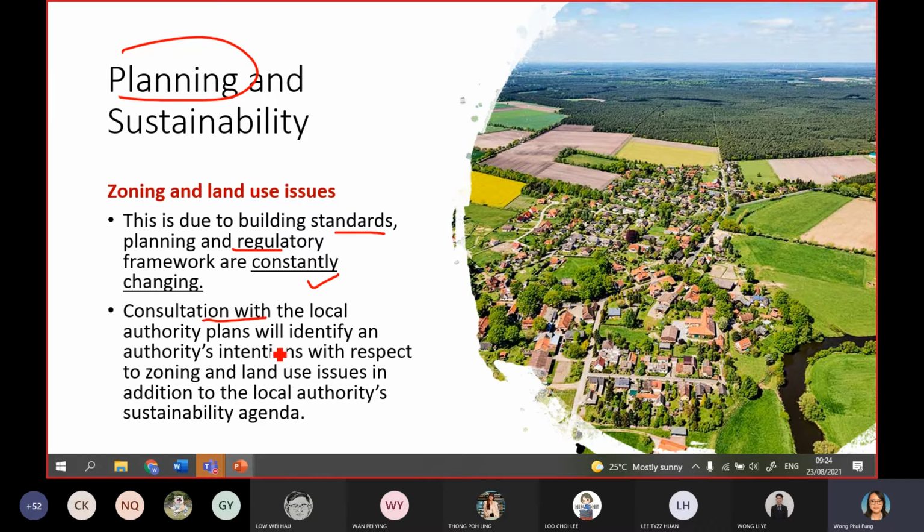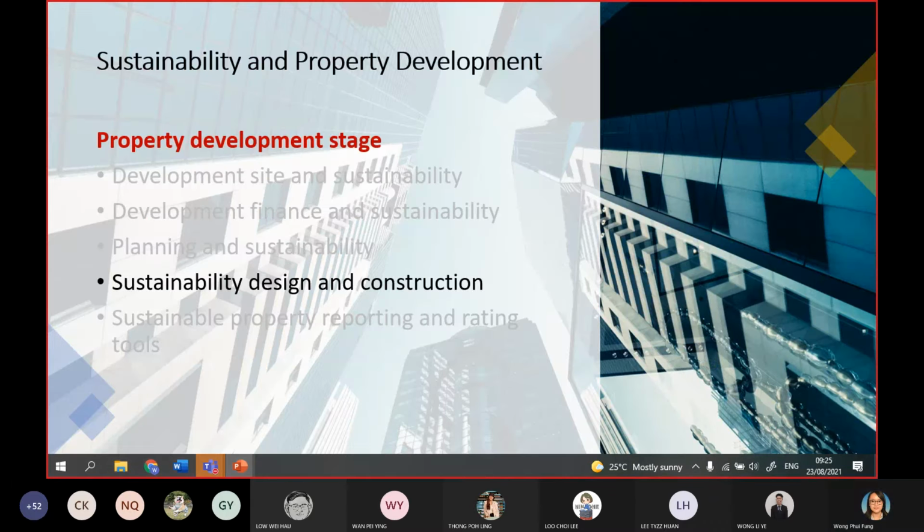They have to follow the local authority plan. So consultation with the local authority plan will identify the authority's intention with respect to zoning and land use issue, in addition to the local authority's sustainability agenda. So due to the fact that it is constantly changing, to avoid double job, the developer should find out first the latest, newest local authority plan before they kickstart the project. Okay?